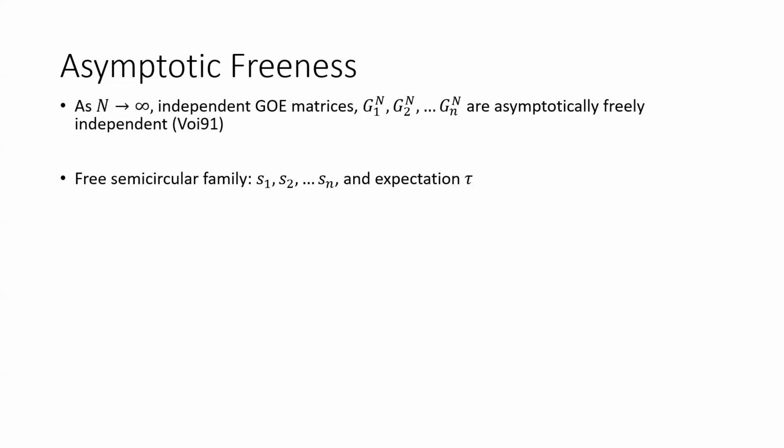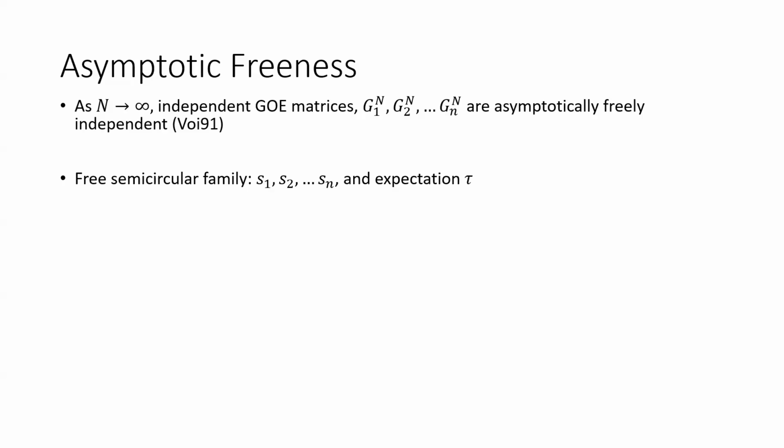So because of this, we can represent the limiting objects. We can define these abstract random variables to represent the limiting objects as you take the dimension of these matrices to go to infinity.